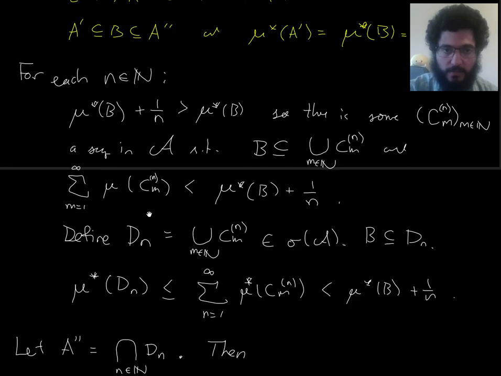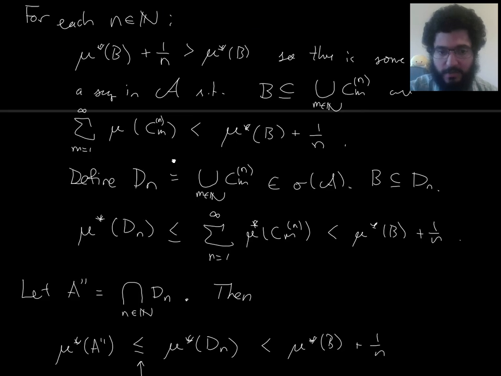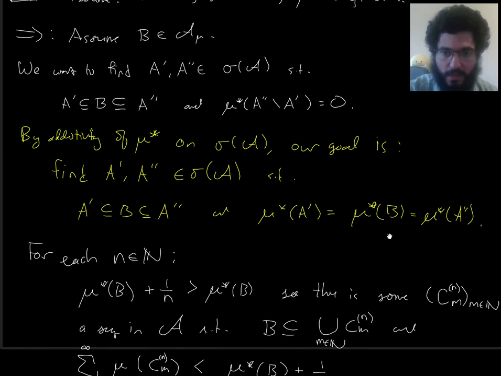So let's summarize. What did we do? We got basically this part. So we found A prime prime in the sigma algebra of sets generated by A, such that B is a subset of A prime prime, and the outer measures are equal. So that we did just without using mu measurability of B, just with B just being any set.